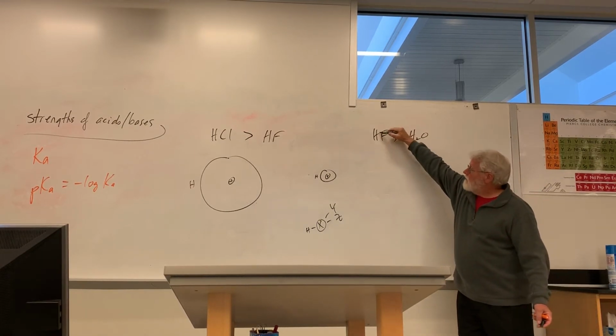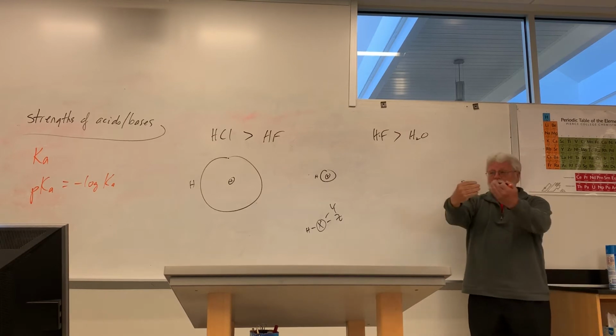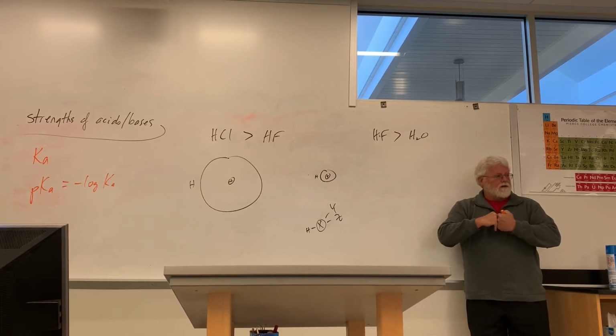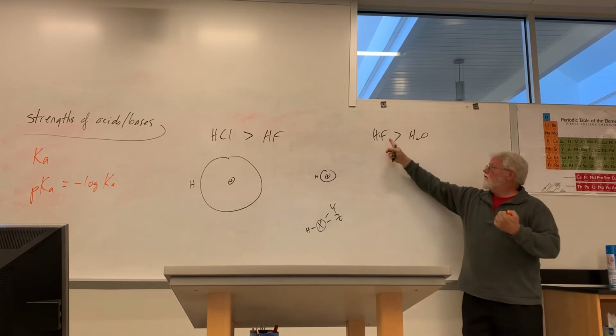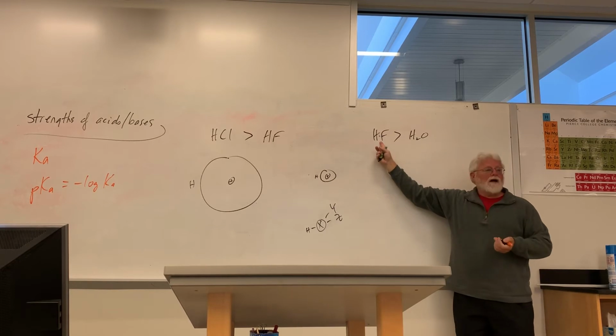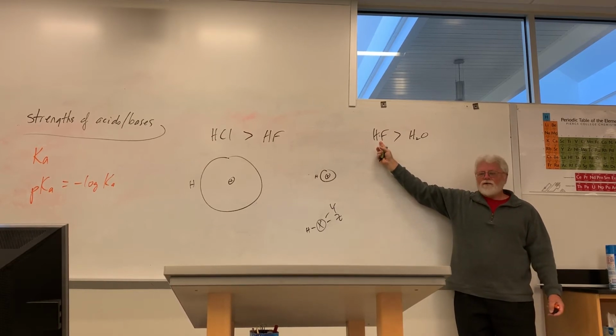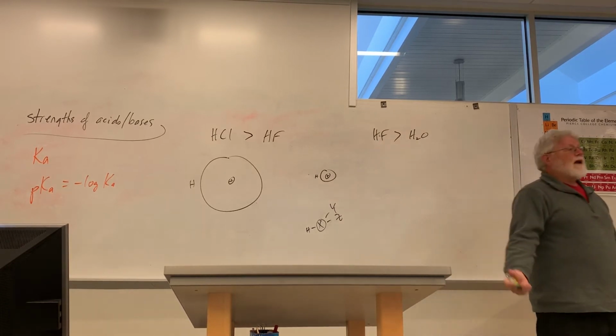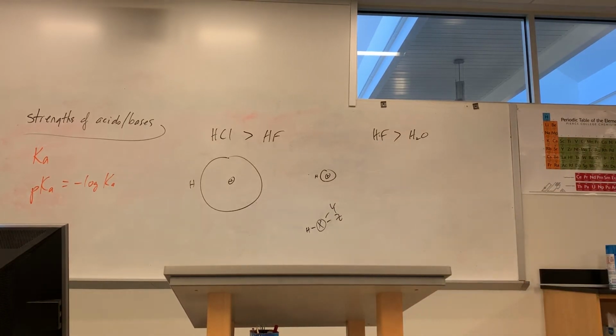So the shared pair of electrons, fluorine is sucking that pair of electrons closer to it than oxygen is. Sucking this pair of electrons towards itself is enabling this bond to break heterolytically more readily, which is what has to happen for it to function as an acid. So it's all about electronegativity. Well, when is size the issue, and when is electronegativity the issue?